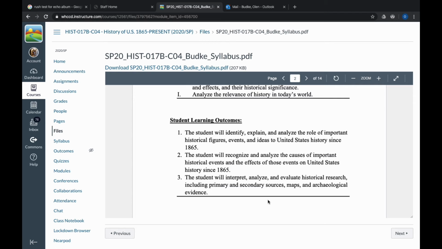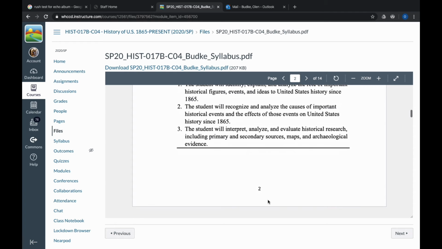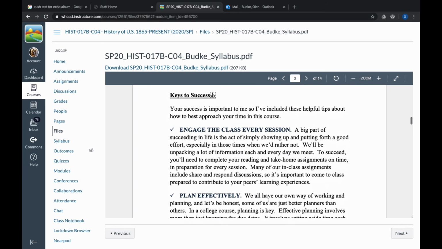And then lastly, the student will interpret, analyze, and evaluate historical research, including primary and secondary sources, maps, and archaeological evidence. And again, we're going to accomplish that in our source analysis assignments each week, but we will also accomplish that greatly in our research paper. And we'll talk about that more in depth.